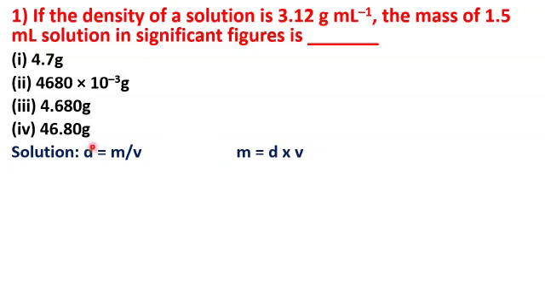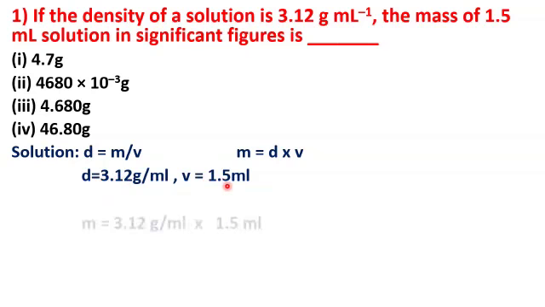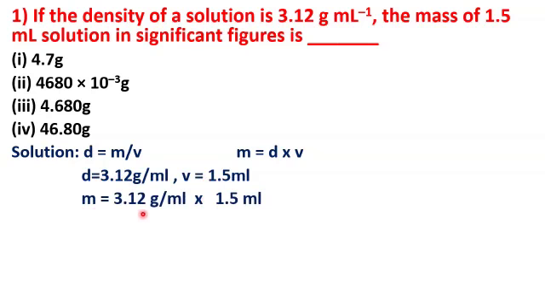So we know that formula for density D is equal to m by V, that is mass by volume. Here we require mass, density is given and volume also given. So you have to find out mass. So mass becomes density into volume. Substitute the values. So here D is equal to 3.12 gram per milliliter and volume is equal to 1.5 milliliter. Hence mass is equal to 3.12 gram per ml into 1.5 milliliter. You will get an answer of 4.68 gram.